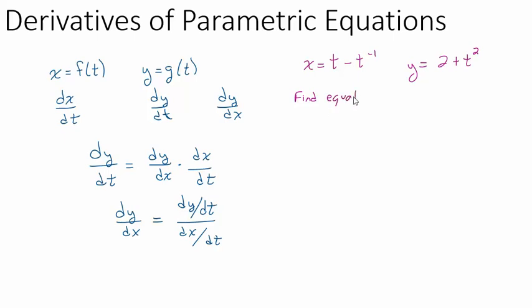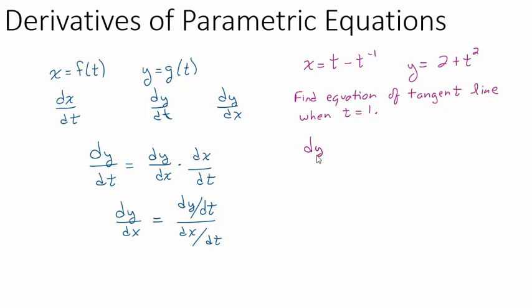Find the equation of the tangent line, let's say when t equals 1. Let's do that. At some particular time, we can look at our graph and we want to know the equation of the tangent line when t equals 1. All right, so the first thing we're going to do is find an equation for our derivative.